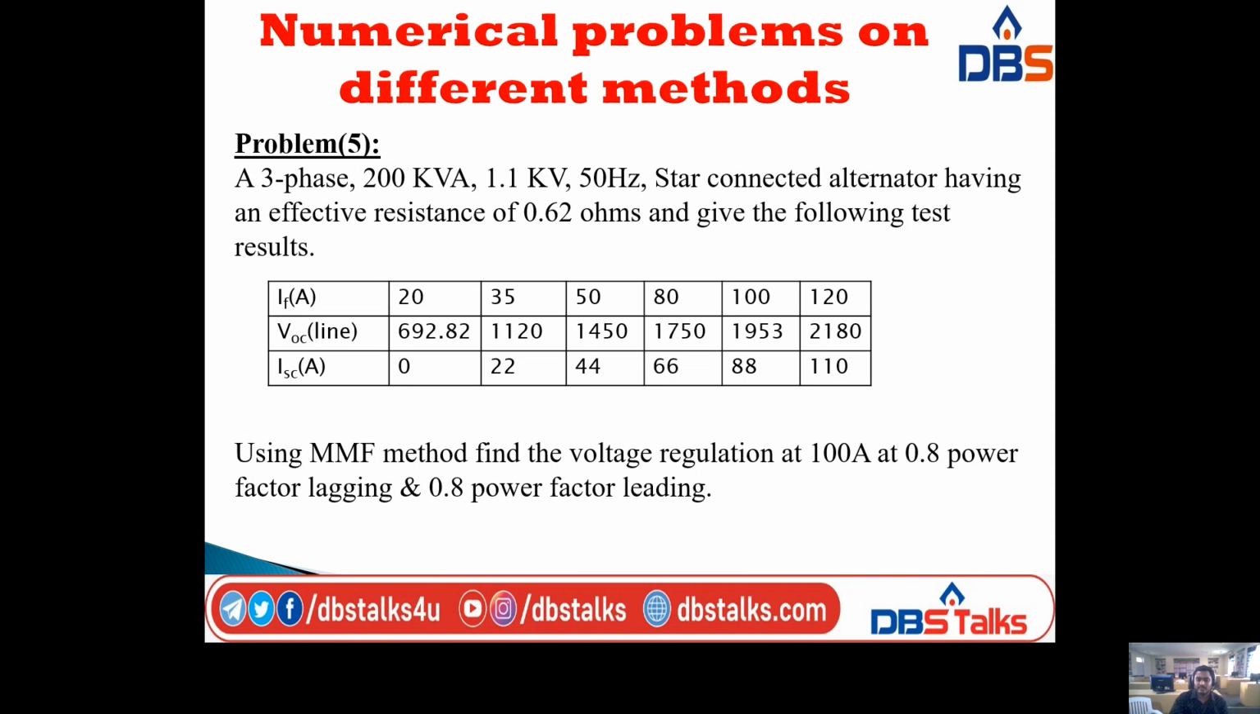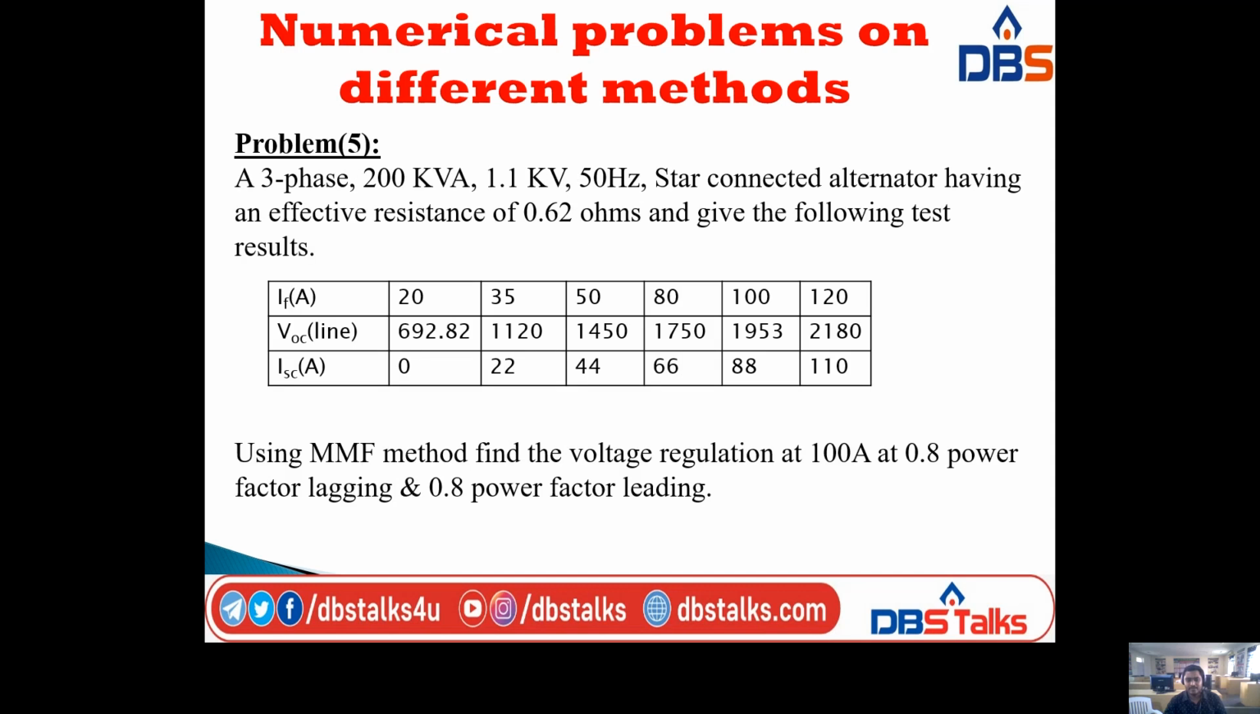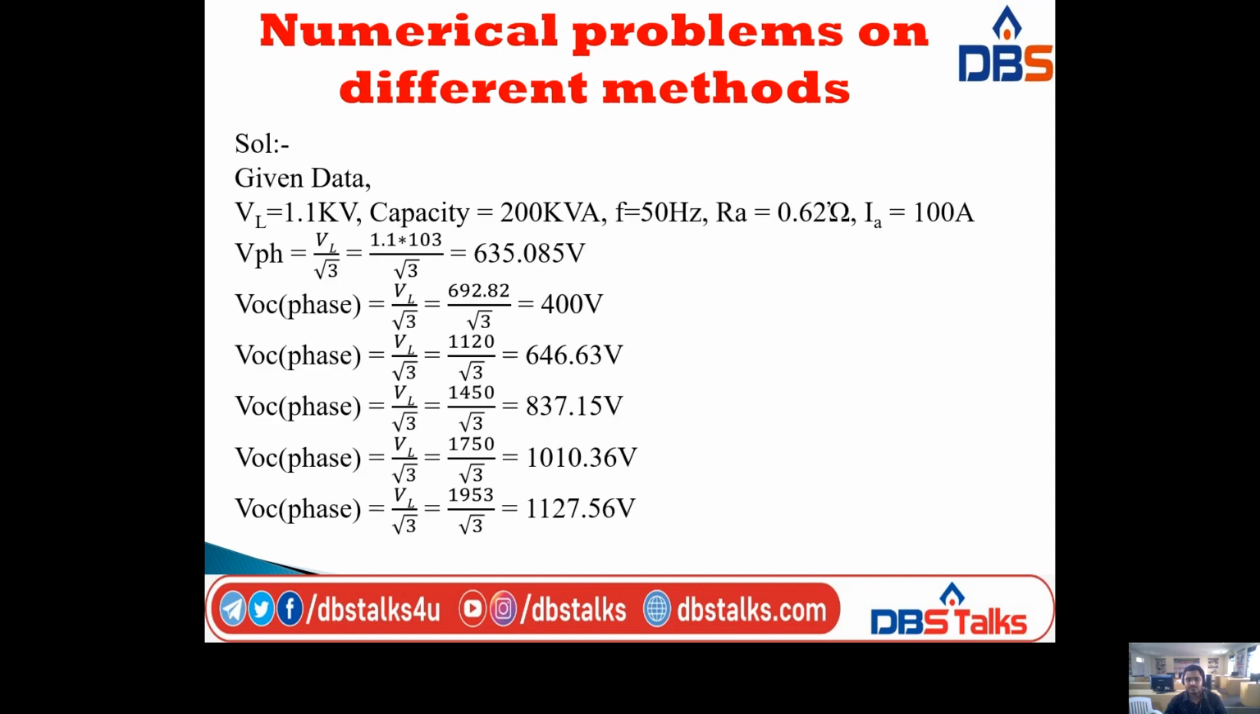Here they gave the open circuit voltage in line values, but we have to convert these line values into phase voltages by using the same formula, VL is equal to root 3 into V phase. So VOC per phase, at field current 20 amperes and short circuit current 0 amperes, is VL by root 3. At that current, they gave the line voltage as 692.82 divided by root 3. Here I am converting the line voltage into phase voltage. After simplifying, we have 400 volts.